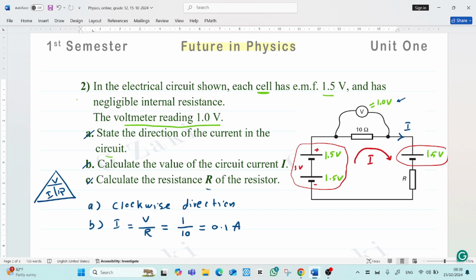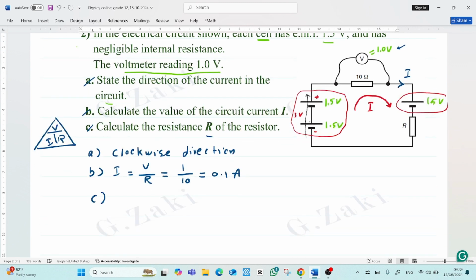Part C, calculate the resistance R. Now we apply Kirchhoff's second law. So this is the direction of electron flow. And then we start from one corner, this corner for example, and we go around to return back, because this is a closed loop. Kirchhoff's second law, we start from this corner. So the total voltage here is 1.5, because the direction of electron flow is the same as the direction of current in the loop. So it's a positive 3 volt.